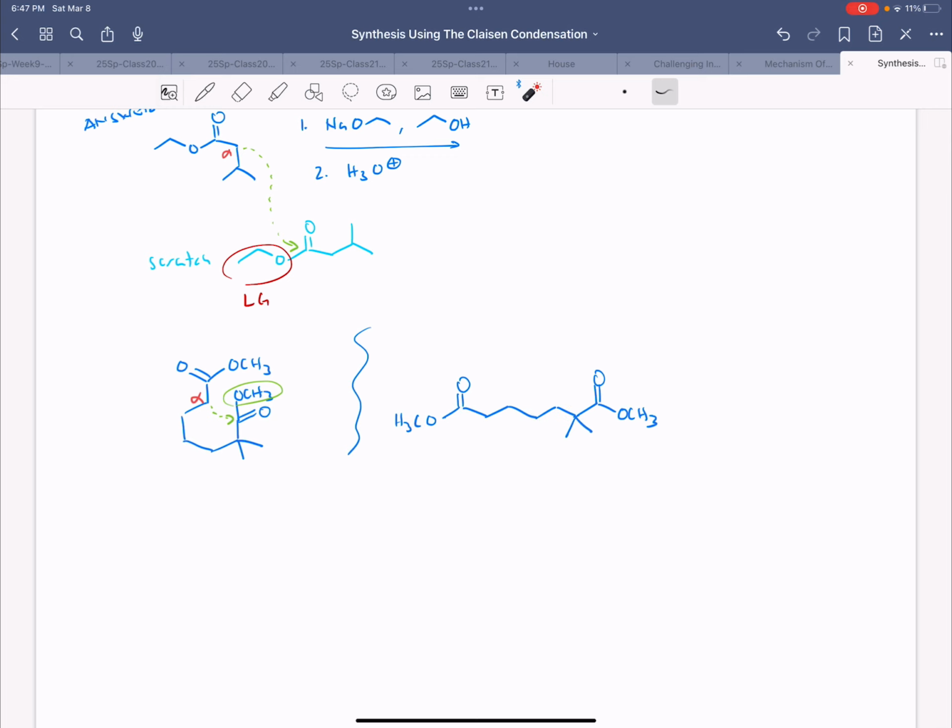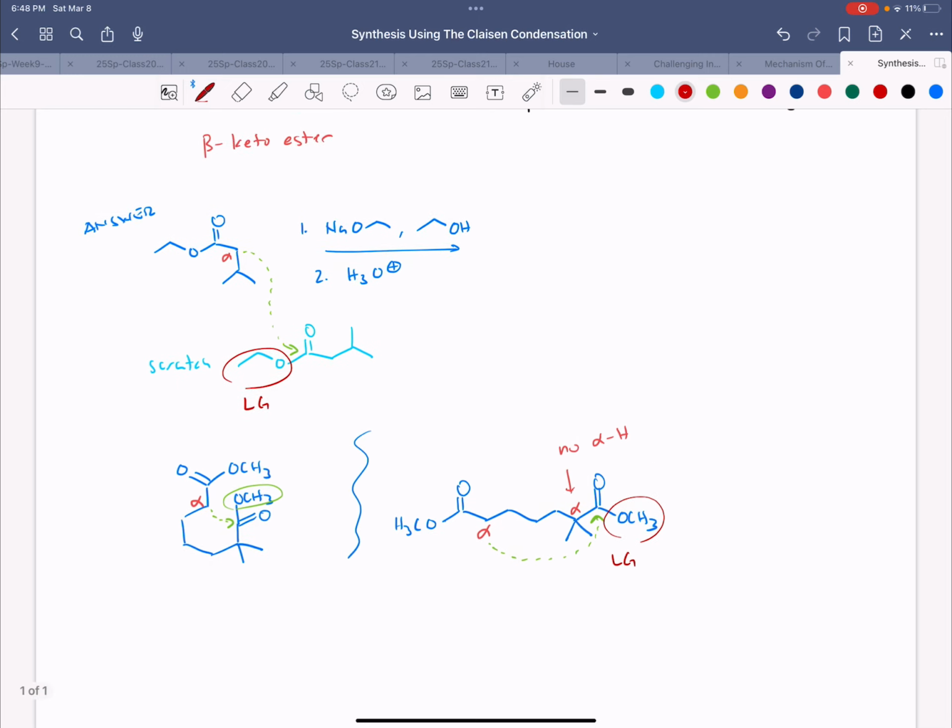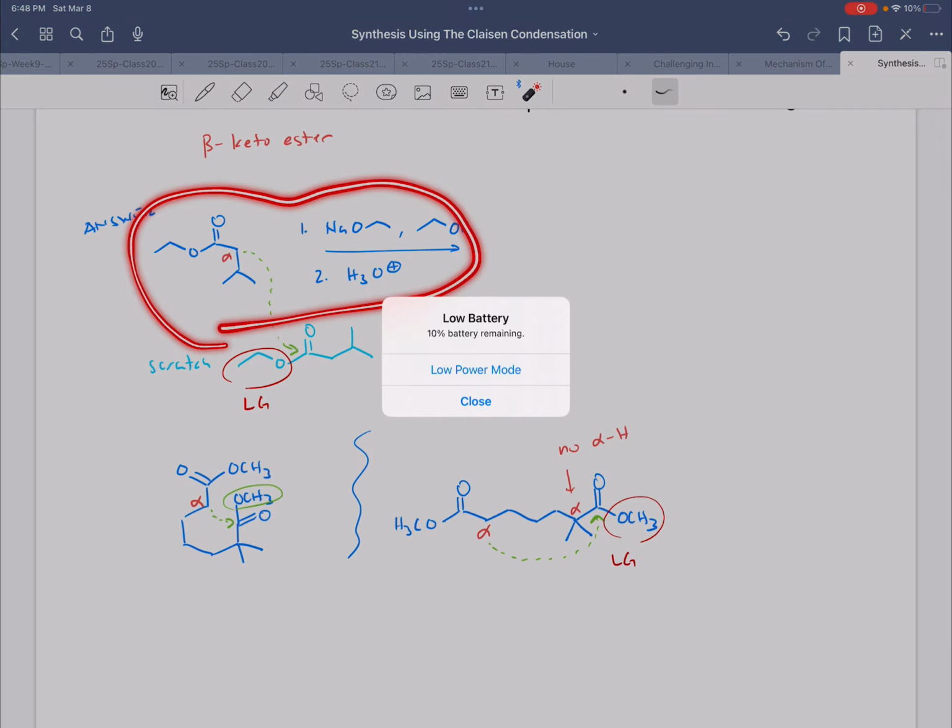Okay. Now this is an interesting diester because we have an alpha carbon here, but there's no alpha hydrogen. So the alpha that we're using is this one, and we're making this bond here. And you kick out this leaving group here. Okay? So that is our starter material. And yeah, the answer's in blue, but I put a lot of different notes on there in different colors. Same thing here. The answer's in blue.